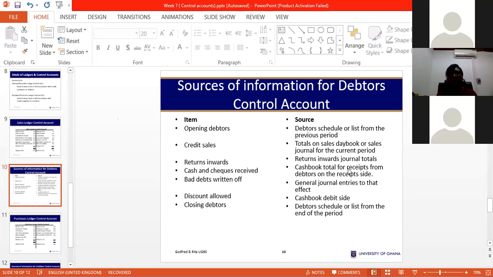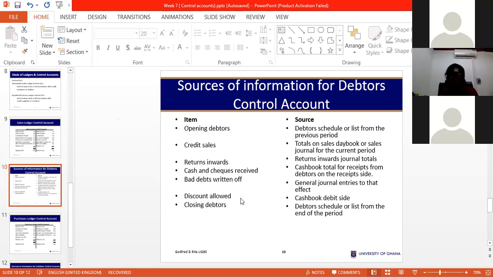Okay. Then we also have the bad debts written off. Bad debts written off, you'll find it in the general journal, of any debt that has been written off in the period. Discount allowed will find itself in the cash book. Here again, you should know that discount is only given to those who have paid promptly and relate to debtors. And so that one, you can pick the totals and send it.